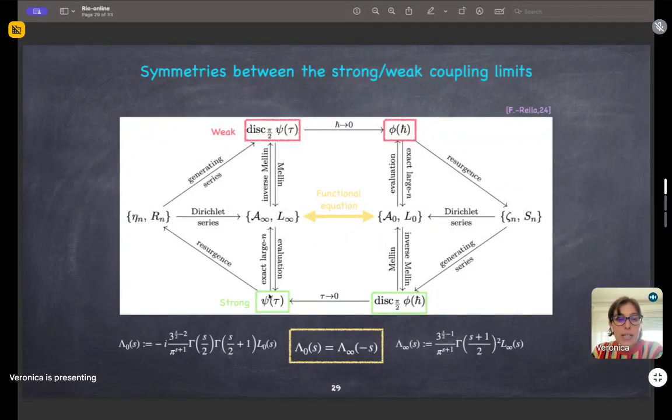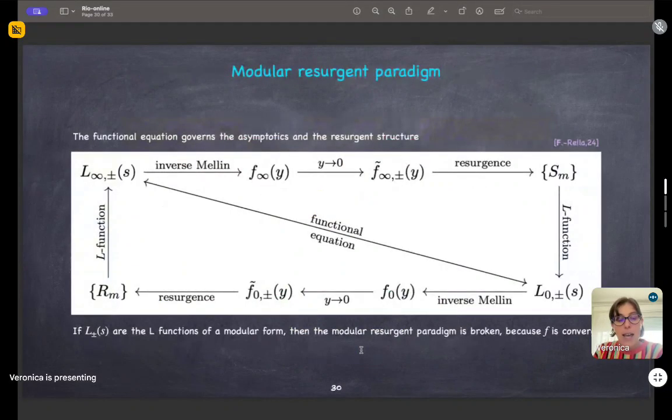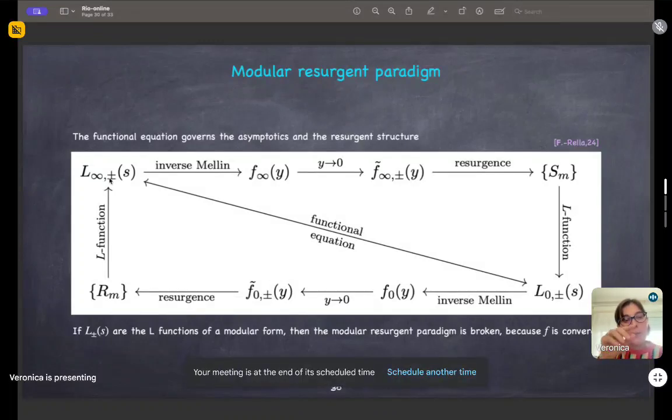But the same type of picture can be described more generally for other families of L functions that satisfy this type of symmetry. And this, in fact, is what we call the so-called modular resurgence paradigm. So the idea is that if you start with an L function, here plus or minus simply mean the Stokes constants, or the coefficients of the L function, labeled by positive or negative integers, but that's not very important.